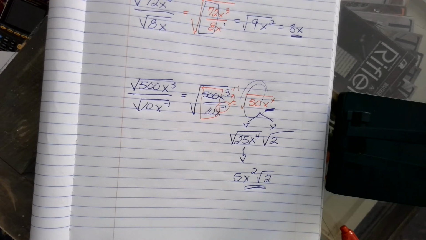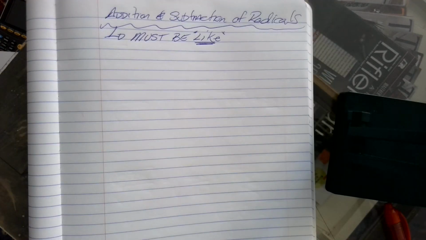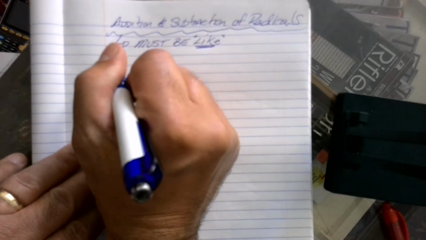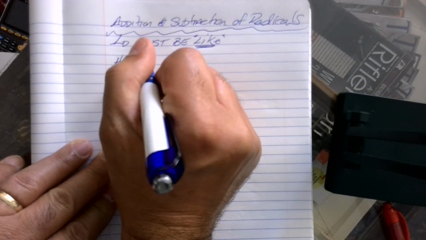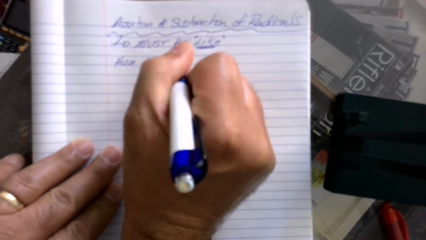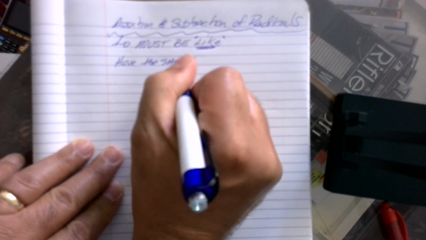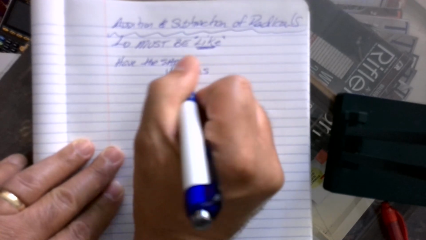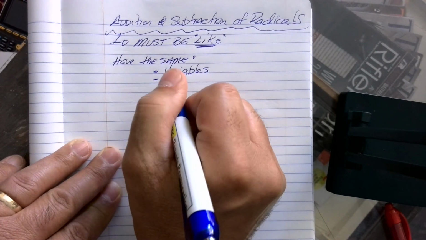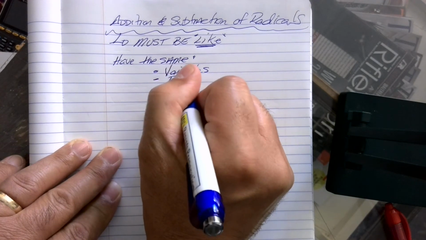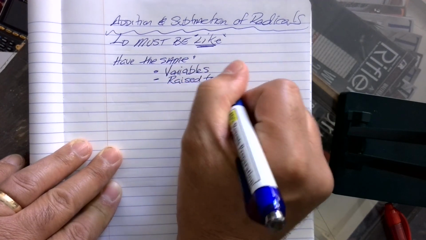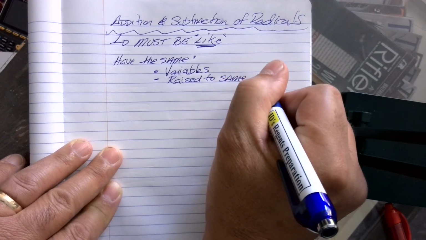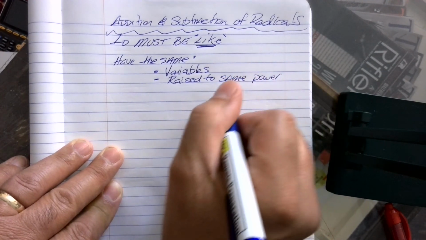And now we'll move on to addition and subtraction of radicals. So I turn the page here. Addition and subtraction of radicals. I wrote they must be like, right? For them to be like, kind of like terms, they have to have the same variables, right? And they have to be raised to the same exponents. Same variables raised to the same powers, or exponents.